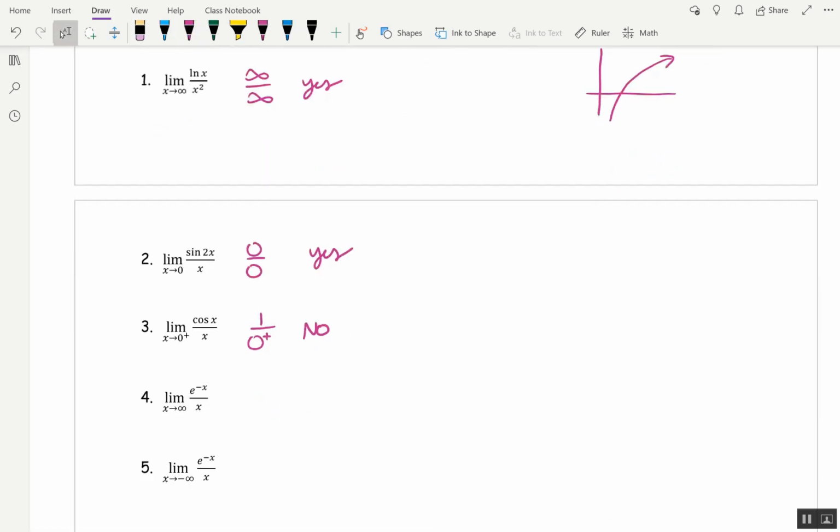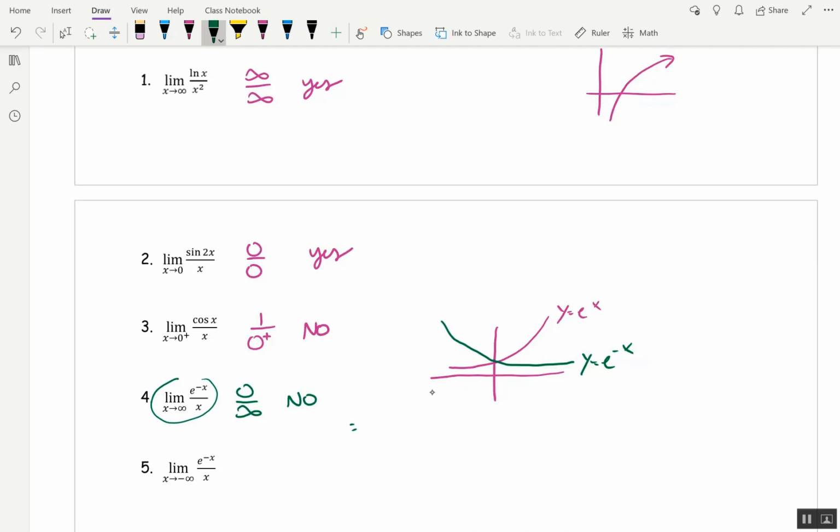Next one, e to the negative x. Now remember, e to the x looks like this, and let me change the color of my pen. E to the negative x looks like this. So as x goes to infinity here, the numerator is going to 0, and the denominator is going to infinity. So no, we could not apply L'Hôpital's rule to that. In fact, if we wanted to find that limit, we would write that as the limit as x goes to infinity of 1 over x e to the x. Make that exponent positive by putting the e to the x in the denominator. And then we get 1 over infinity, which would be 0.